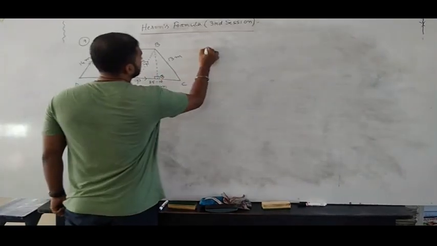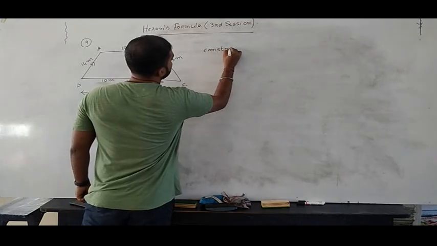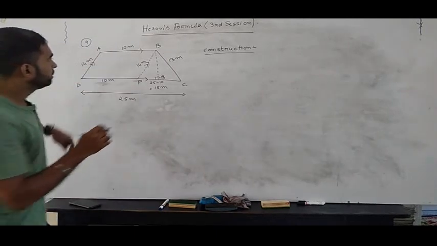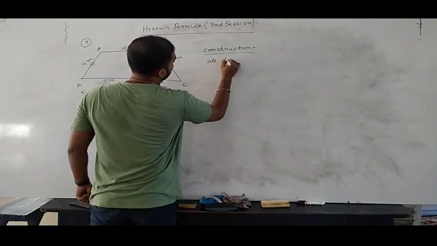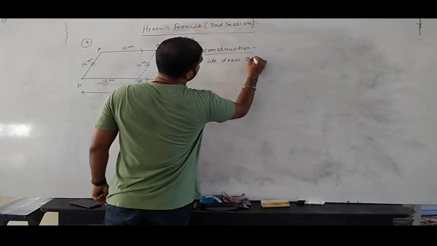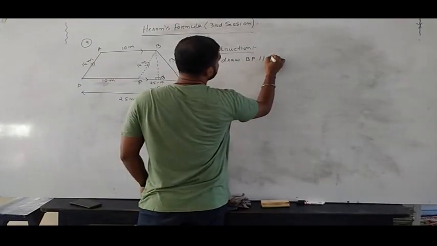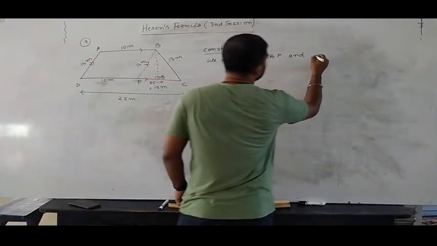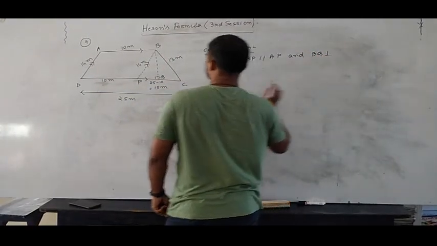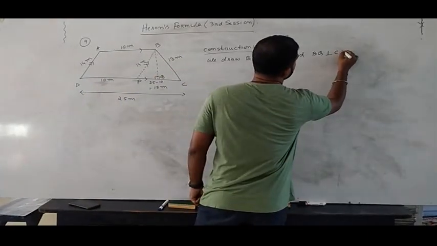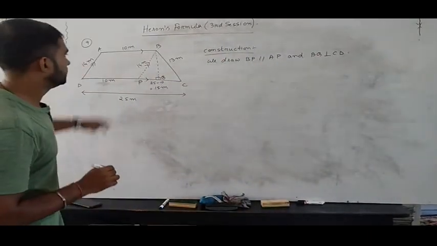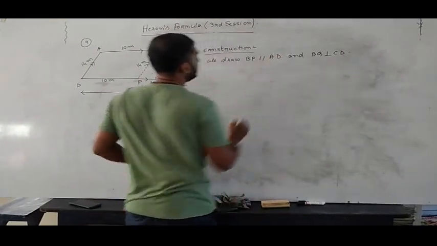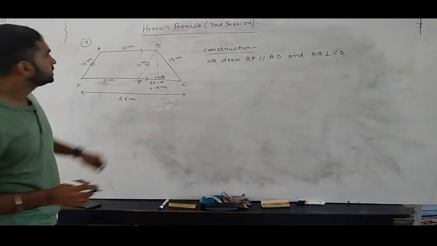Now construction. What is the construction? We draw BP parallel to AD and BQ perpendicular to CD. These are the construction for us. BP parallel to AD, so not AP, AD, and BQ perpendicular to CD.